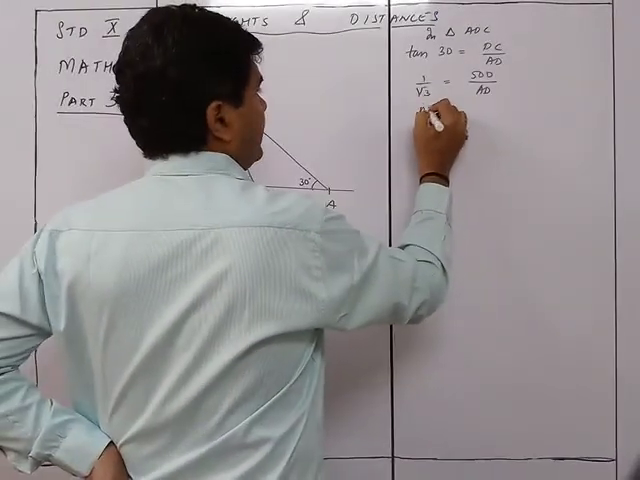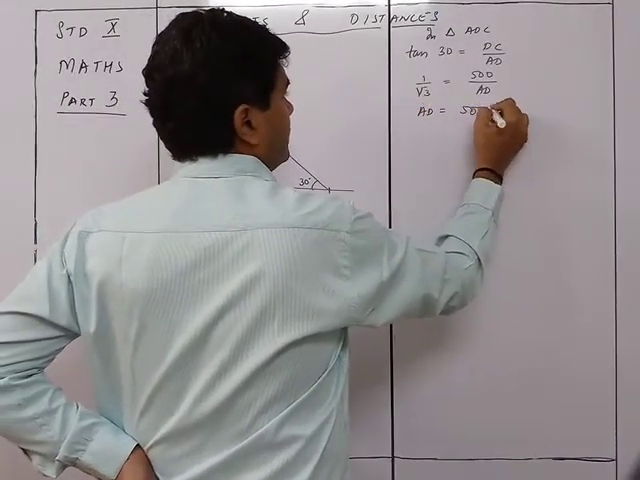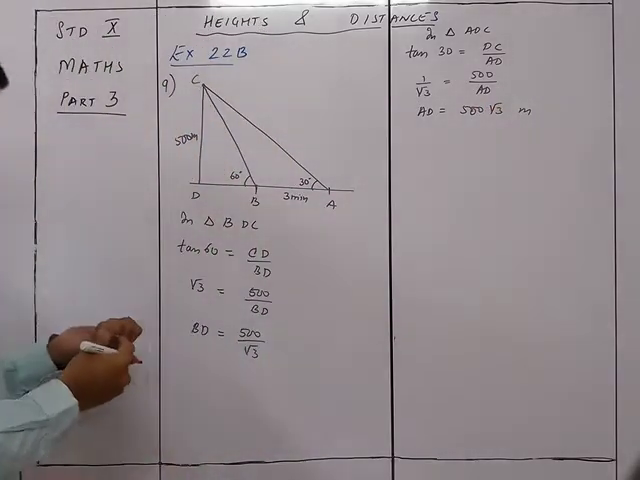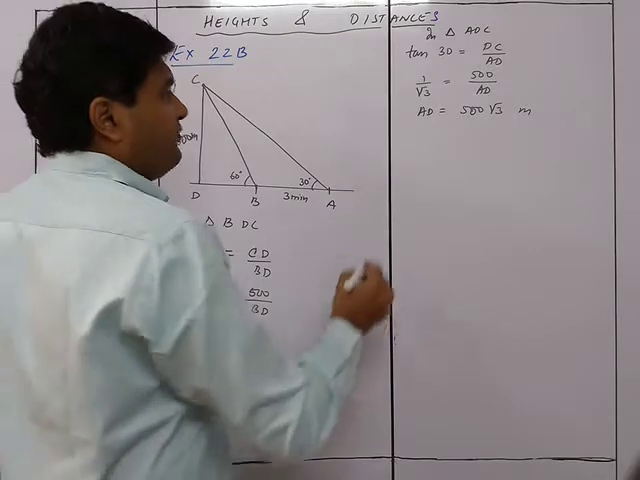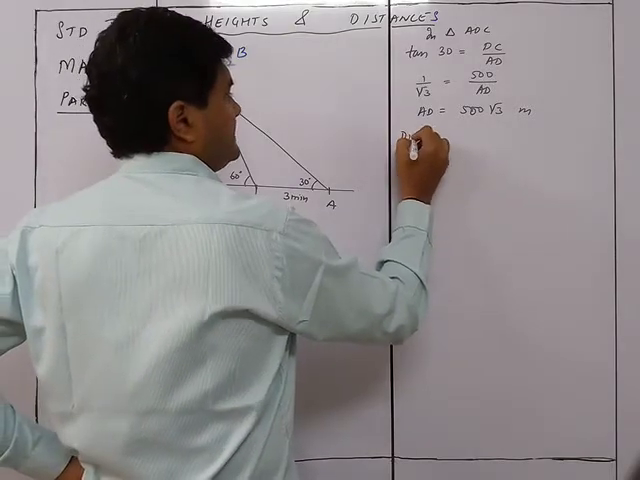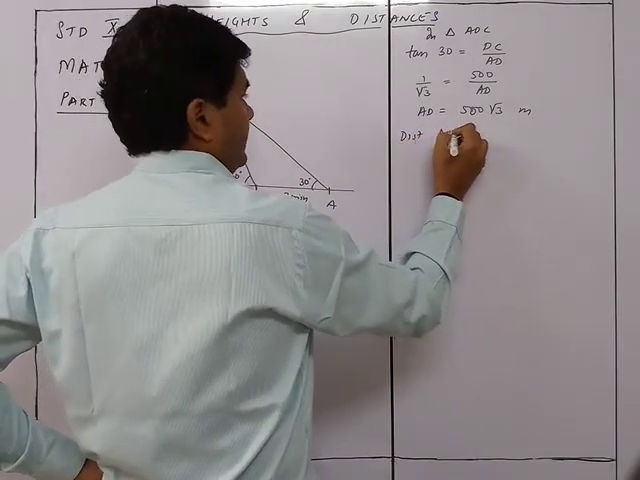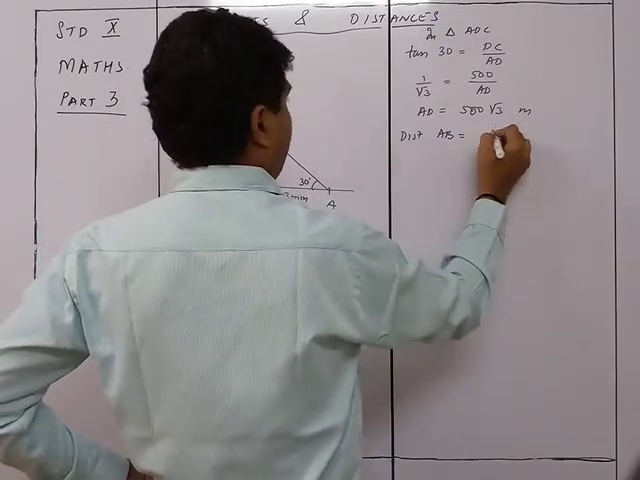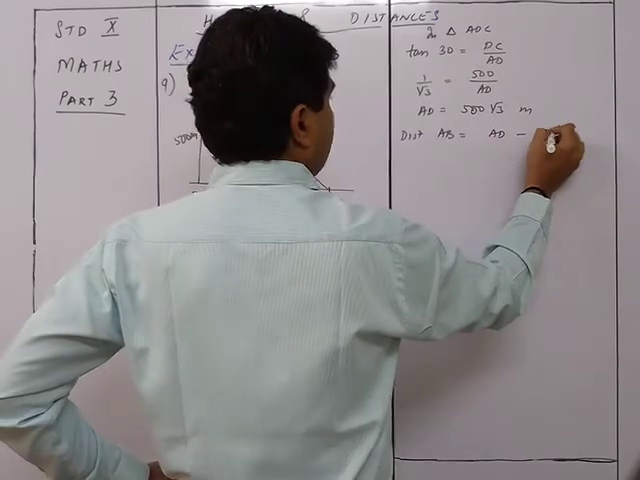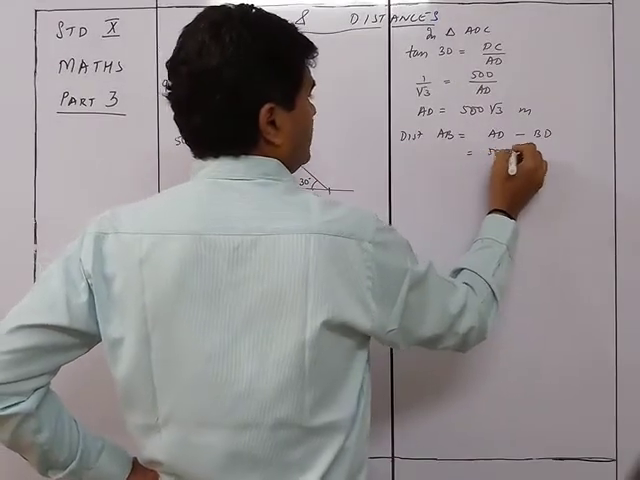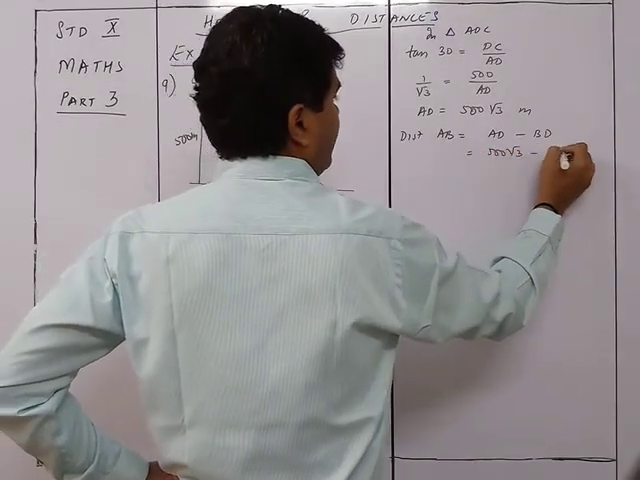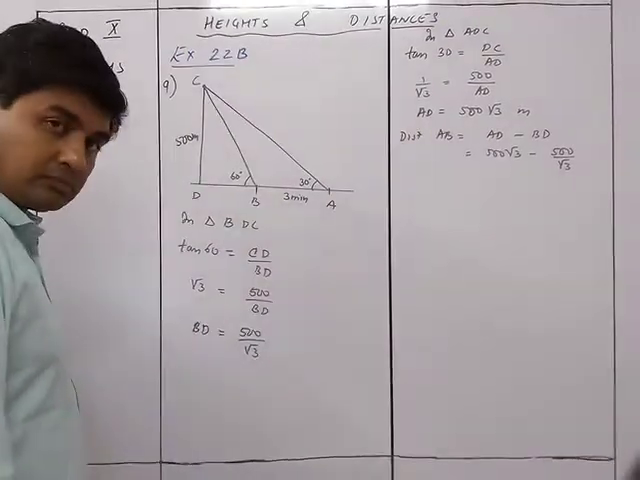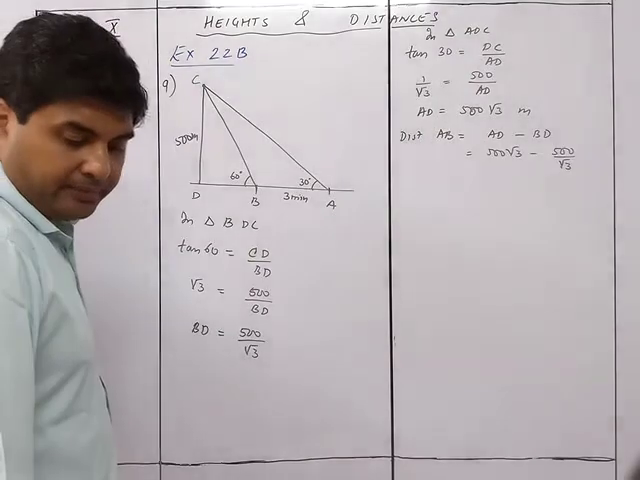So AD is equal to 500 root 3 meters. Therefore, distance AB is AD minus BD. So that is 500 root 3 minus 500 upon root 3. Got it?